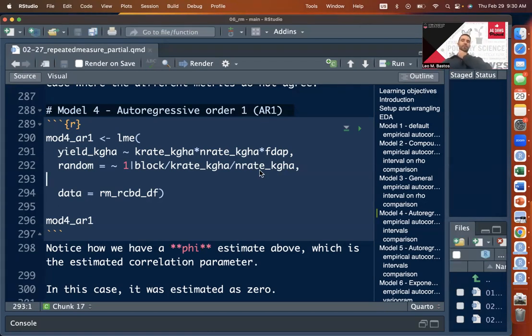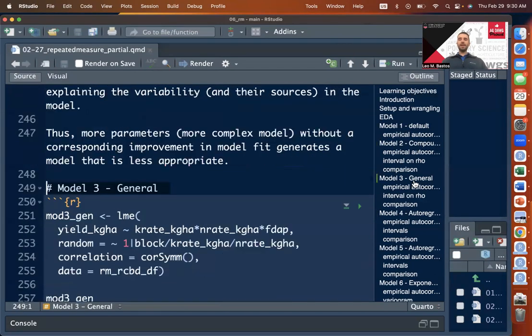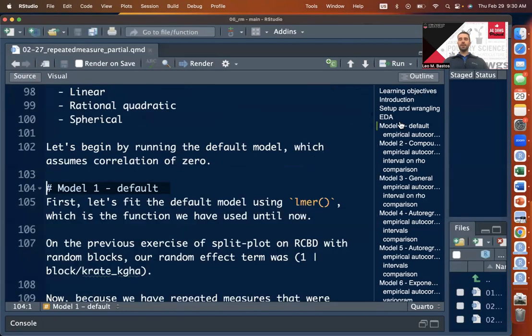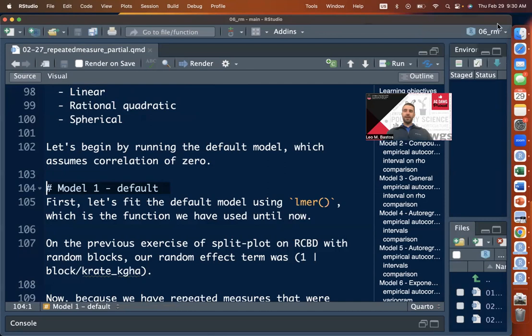So last time we started our repeated measures exercise and we got through the default model and then two other models, including the compound symmetry, which is the simplest one, and the general, which is one of the most complex ones. So I went ahead already and launched my 06_RM project.